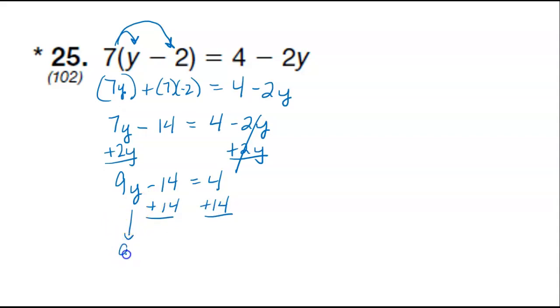So 9y just hangs out. This goes away. My equals comes down. Equals, and this is 18. Then we're going to divide. So I get y is equal to 2.